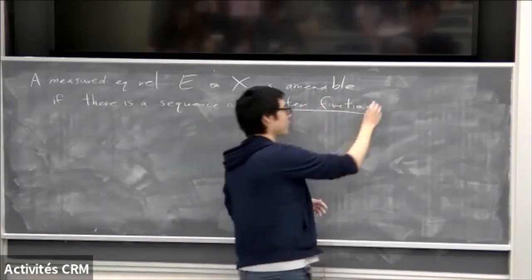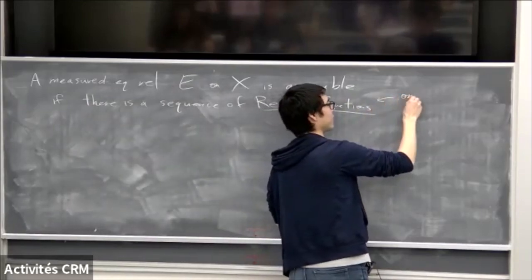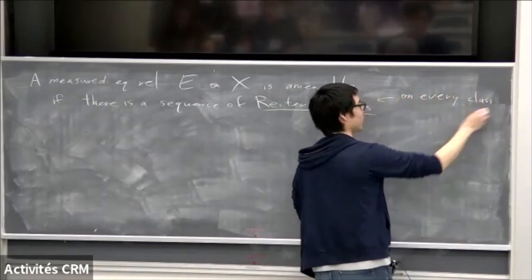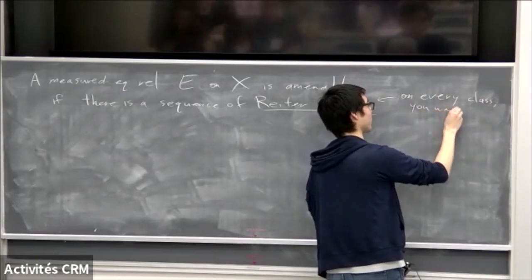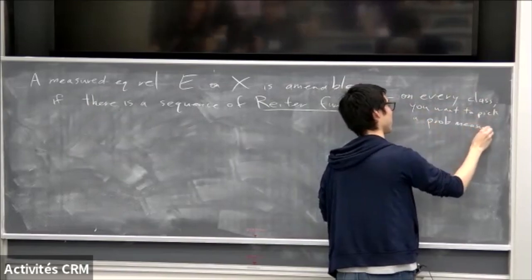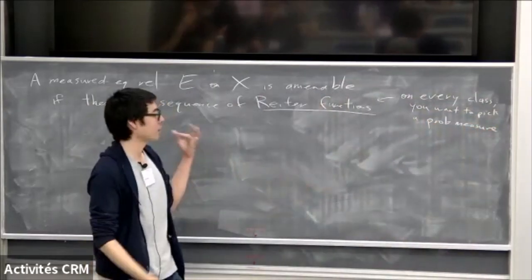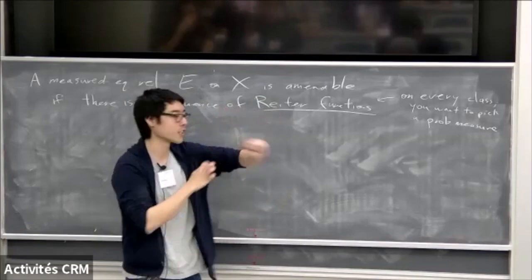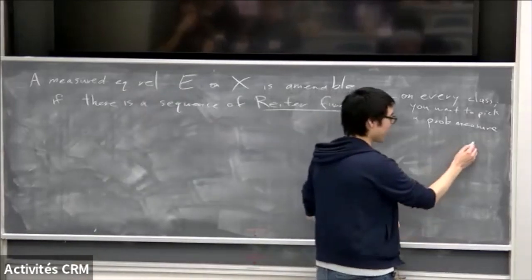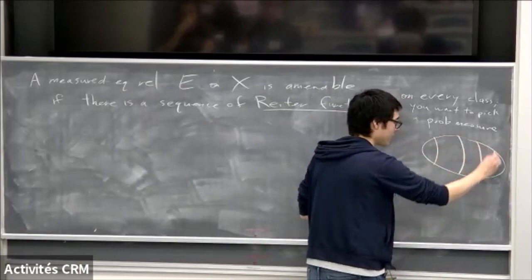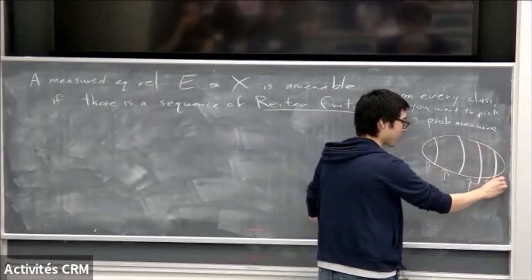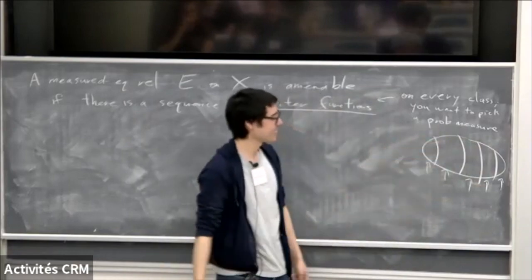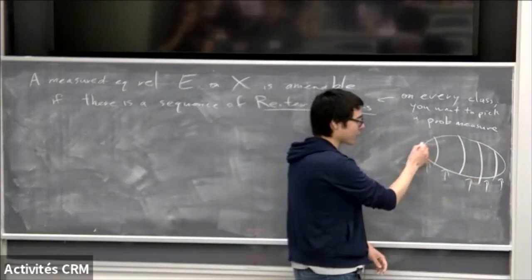Remember, the idea for Reiter functions is that on every class, you want to pick a probability measure. For the group, having a Reiter function means you want to pick a probability measure on the group which is kind of invariant under shifting. If you have this equivalence relation, then you have all these classes. This is not a great picture, by the way, because they're supposed to be countable, and the set is uncountable, so they're supposed to be thin. Anyways, on every equivalence class, I want to pick a probability measure.